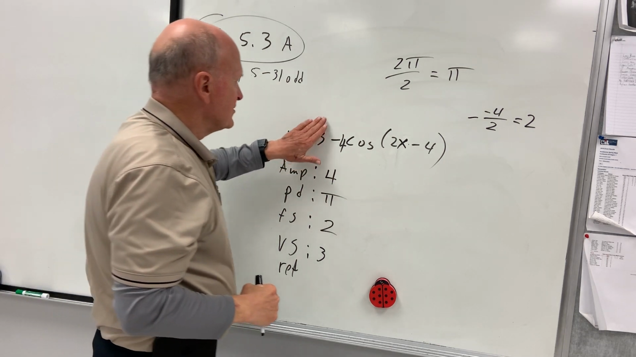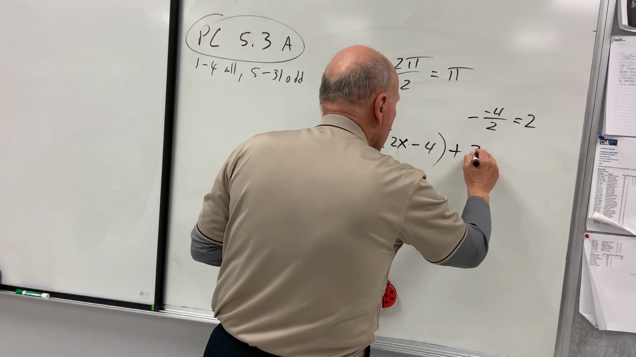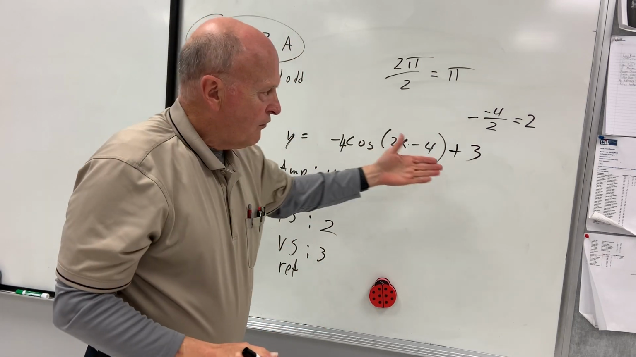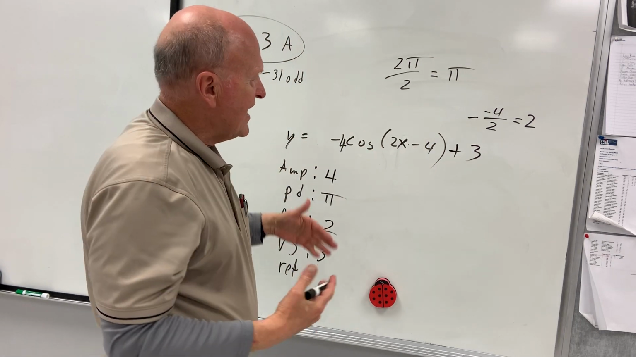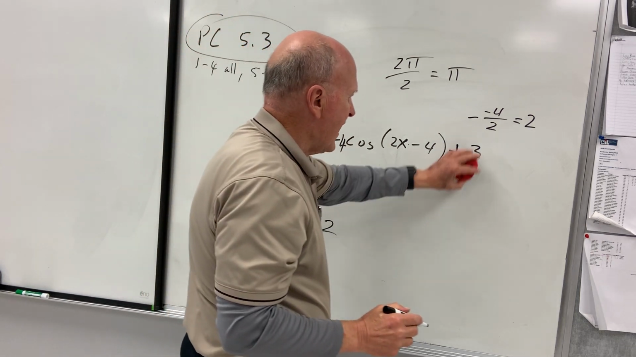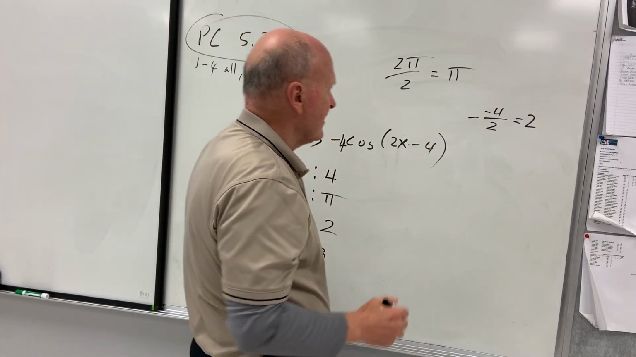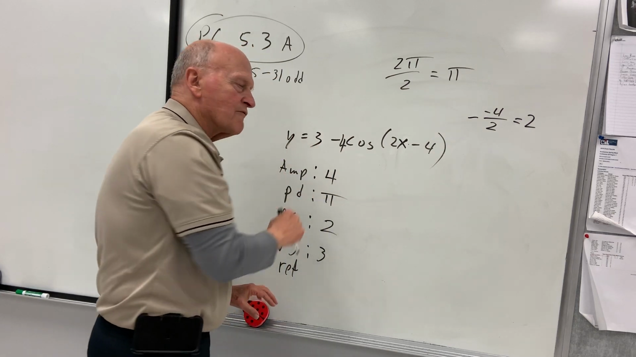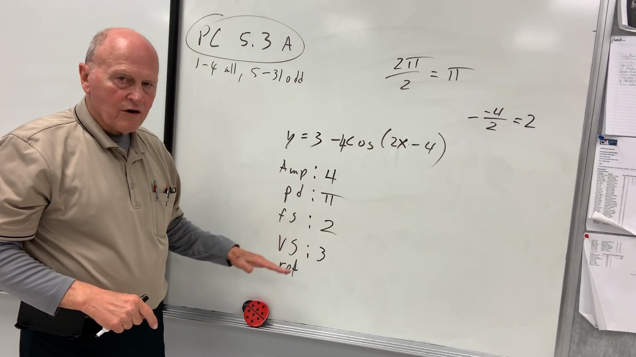Now, a lot of times, instead of being here, it's here. A lot of the older books put it here. It seems like the newer places have moved it to the front instead of the back. It makes no difference where it's added. It can be added back here, added in front, makes no difference. It's still a vertical shift.